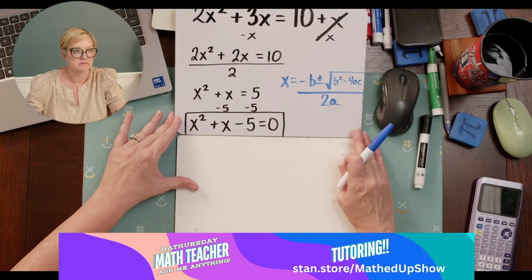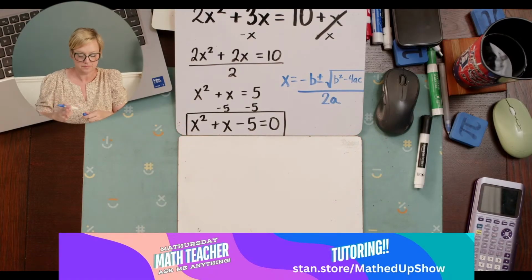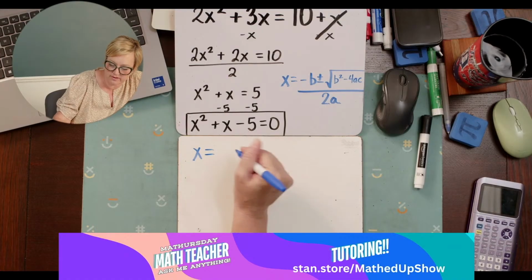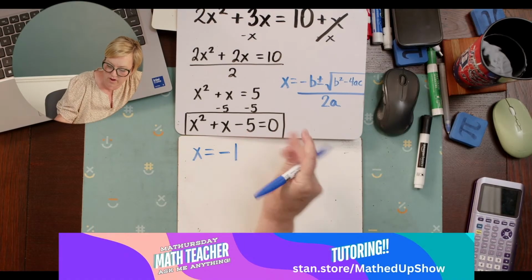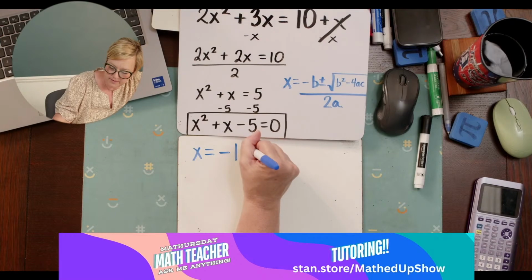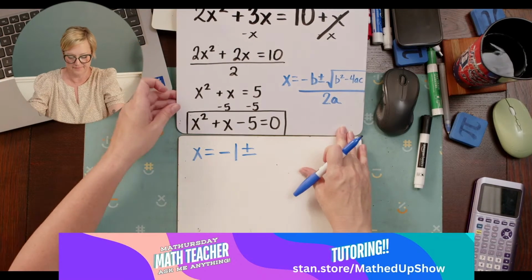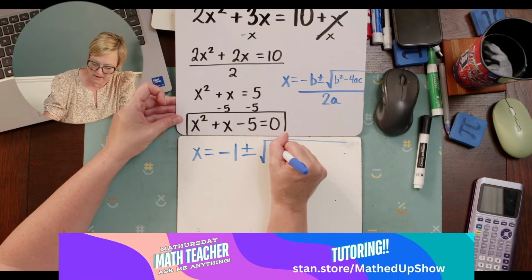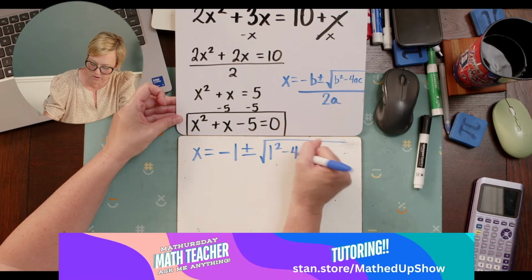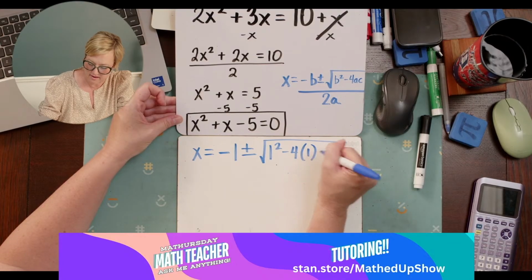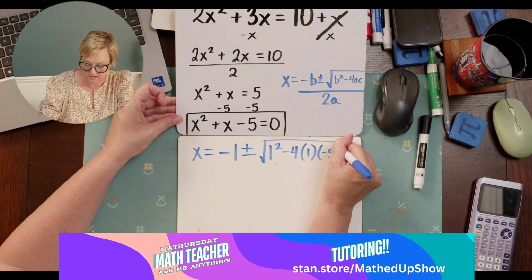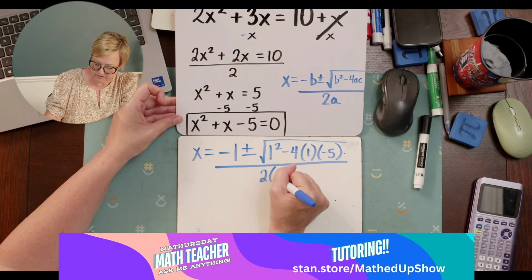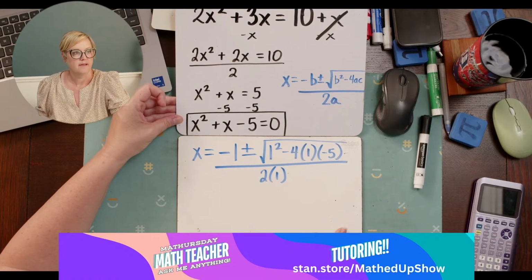Okay, so my values for it. I've got x equals negative b, which is negative 1, plus or minus the square root of b squared minus 4 times a times c, all over 2a, which is 2 times 1.